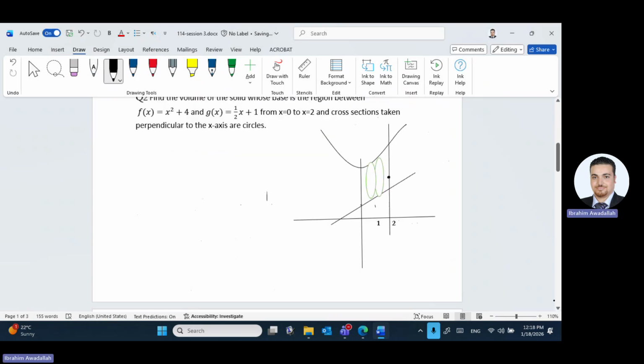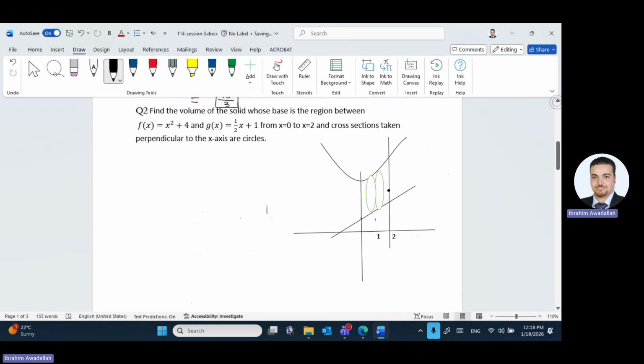Another question with the same idea. We're still talking about the cross-section method. Find the volume of the solid whose base is the region between this line and this line. This is the base, from 0 to 2. So here is the start point, and here the 2 is the end point.